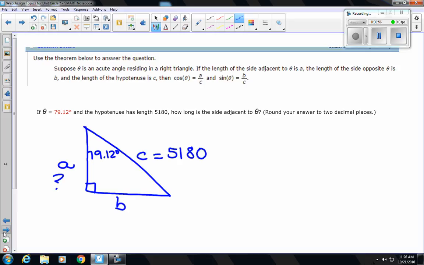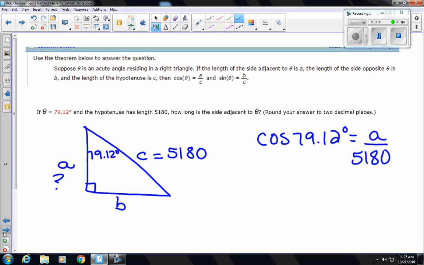Okay, so now what I have to do is think about which trig ratio I have. And that's what he was saying. Can't you just do cosine? Yes. If I want this, from this perspective, it becomes the cosine of 79.12 degrees is equal to the ratio of adjacent over 5180, or the hypotenuse.